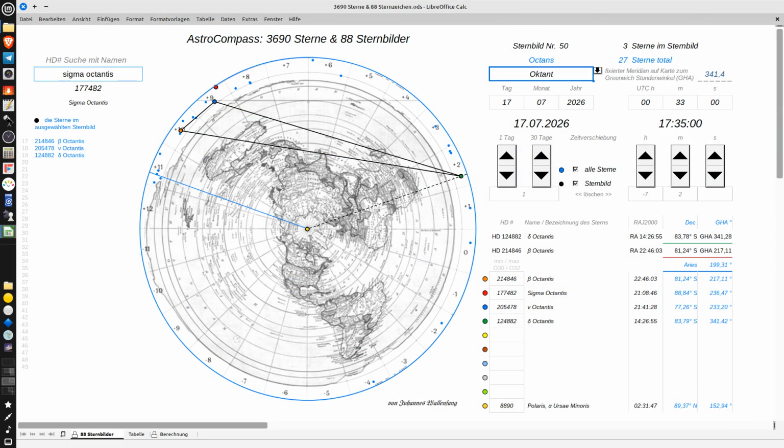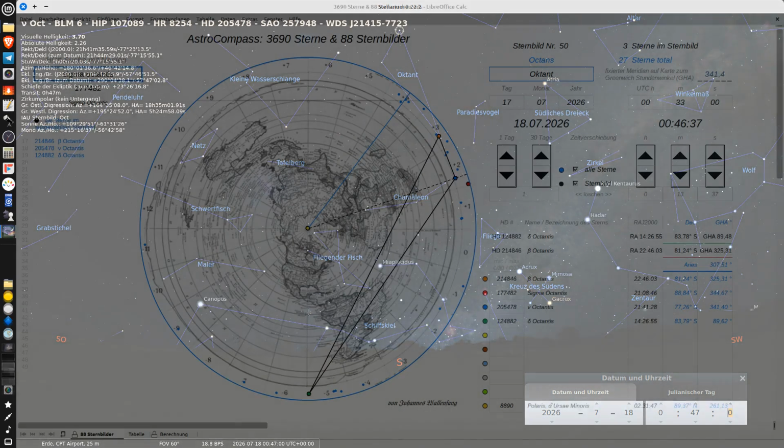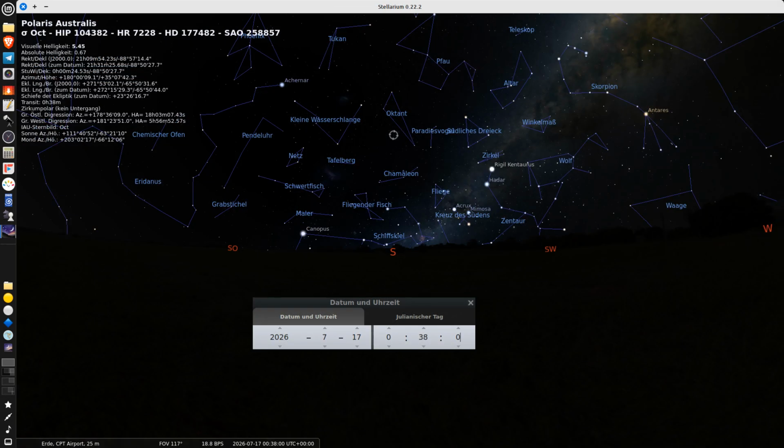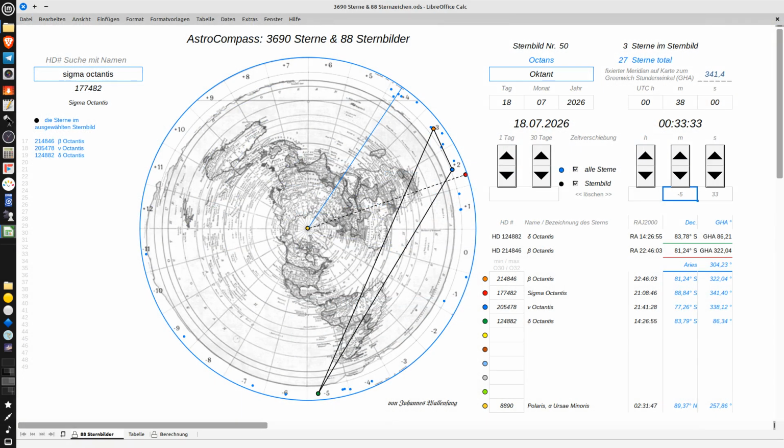Delta Octantis in Stellarium, and in the table at 17:35 UTC. New York Octantis, 0:47 UTC. Sigma Octantis. Stellarium shows 0:35, and calculated as 0:33 and 33 seconds.